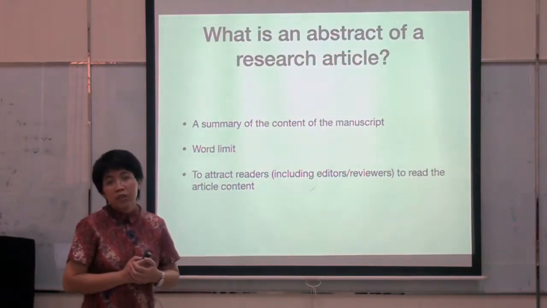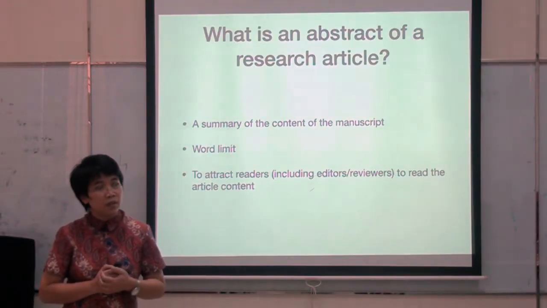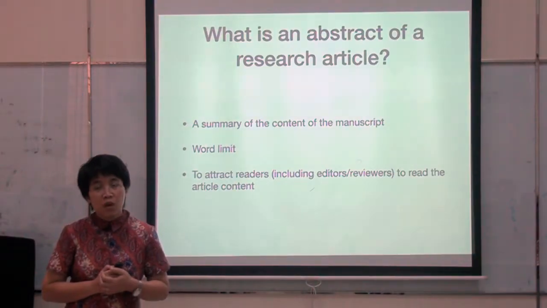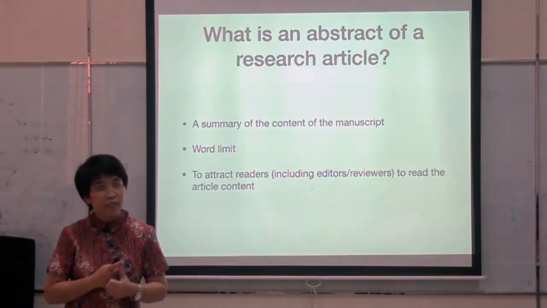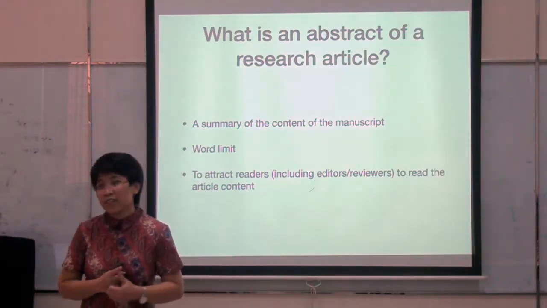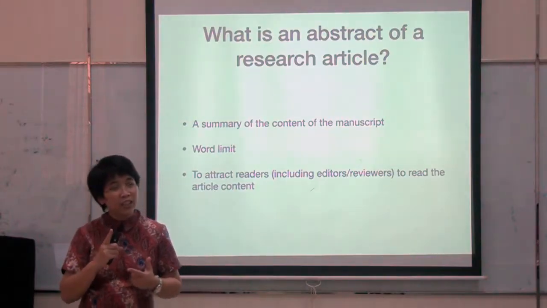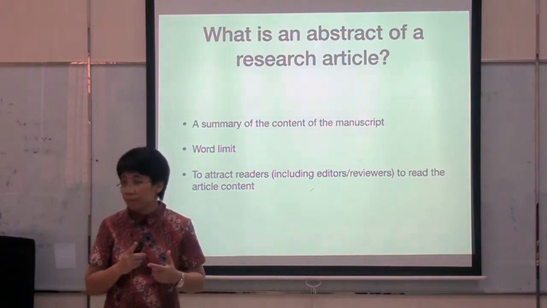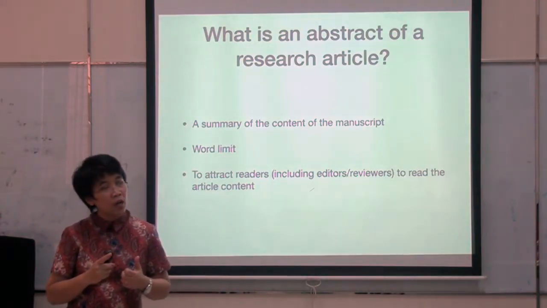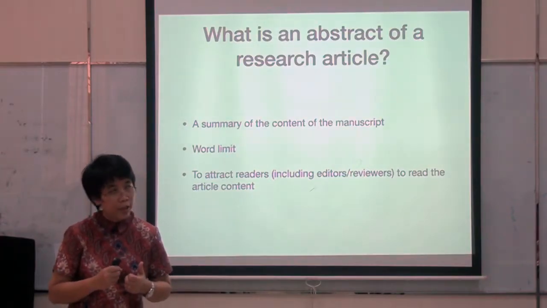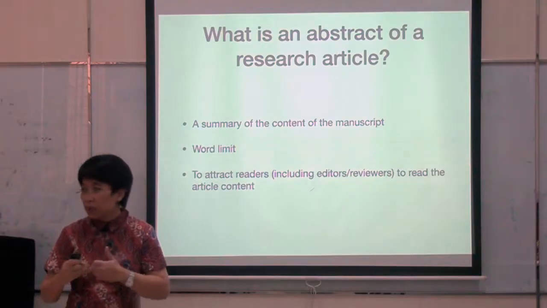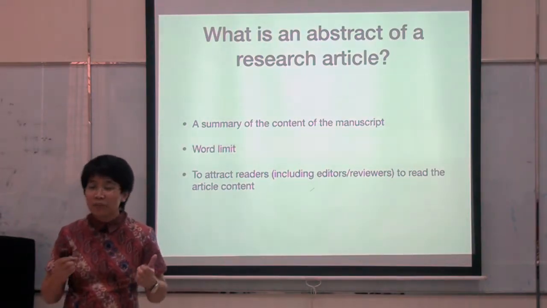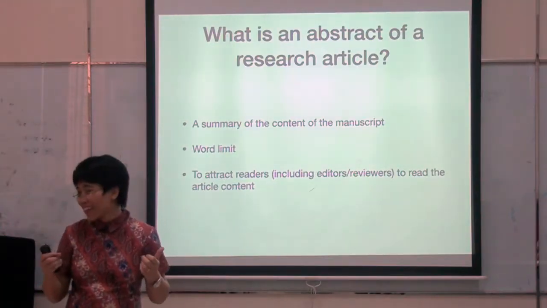In terms of the function as a summary, what things should we always consider? A summary should be compact. And as a summary of the content of the manuscript, we should consider accuracy, and the consistency between the content of the abstract and the content of the manuscript. Don't make the abstract nice but not really reflecting your manuscript.